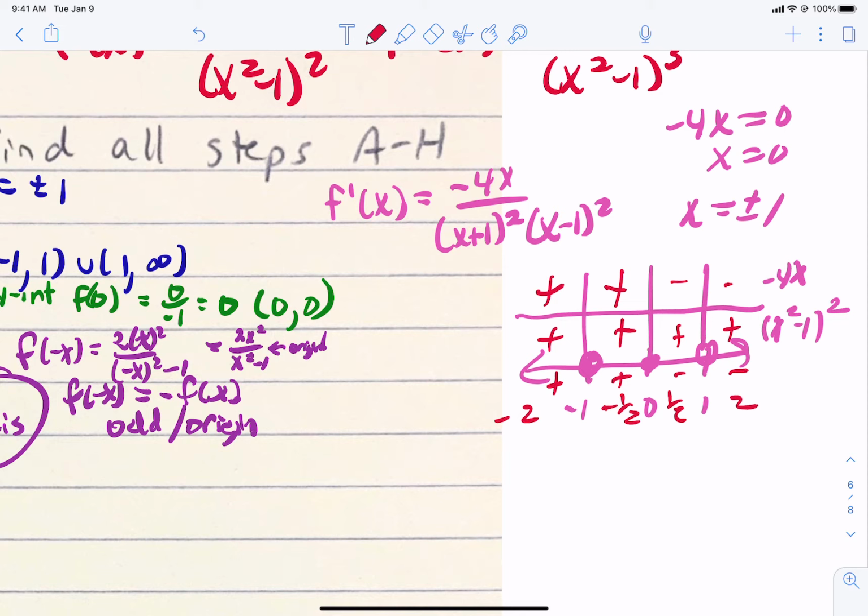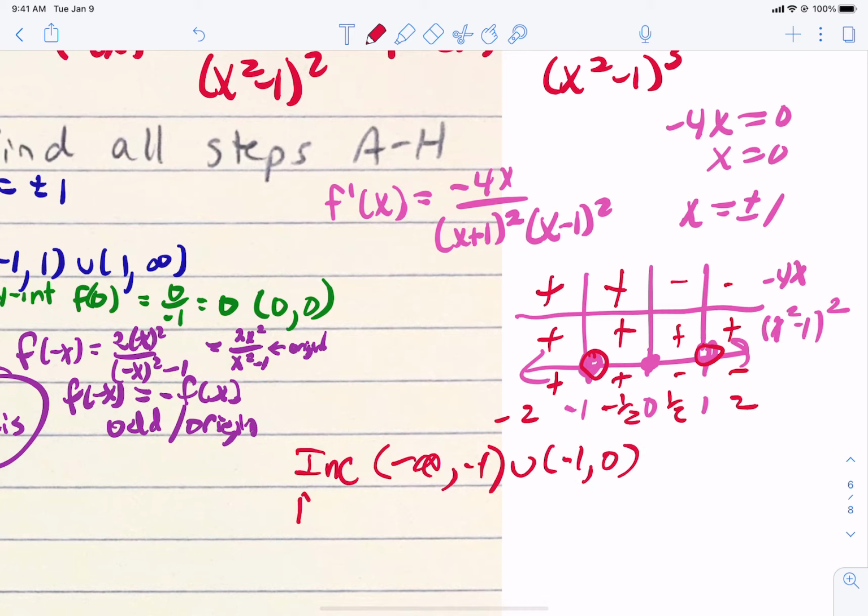Now, these open circles are important. Please include them. So let's talk about our increasing section. Our increasing goes from -infinity to -1. We have to skip that because that is not a critical number. It is a point that doesn't exist. It's an asymptote. And then we go from -1 to 0. And then we are decreasing from 0 to 1. And then we skip that point at 1, and then we go to infinity. That's why the open circles will help you, hopefully, to skip that point.